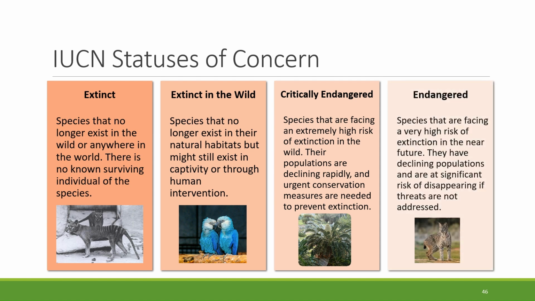The next category is endangered. This includes species that are facing a very high risk of extinction in the near future. They have declining populations and they are at a significant risk of disappearing if the threats are not addressed. So an example of a species that is categorized as endangered is the Iberian lynx, which is endemic to Portugal and Spain. The Iberian lynx lost about 80% of its habitat range between 1960 and 2000, and as of July 2023, there are an estimated 156 Iberian lynx left in the wild.